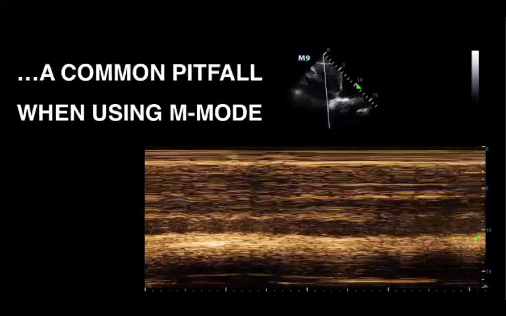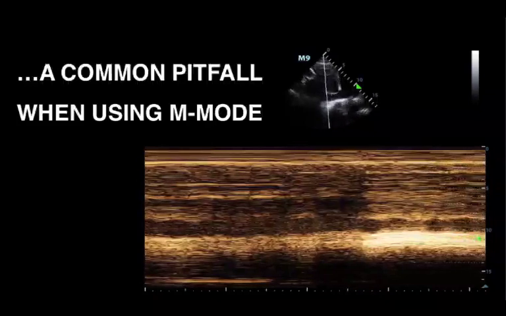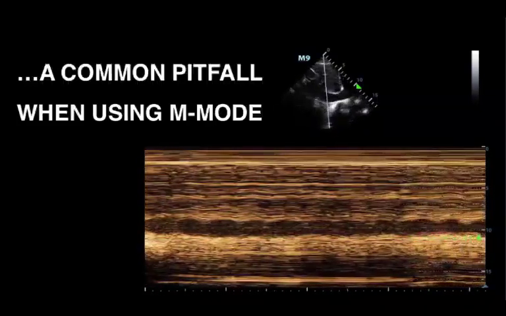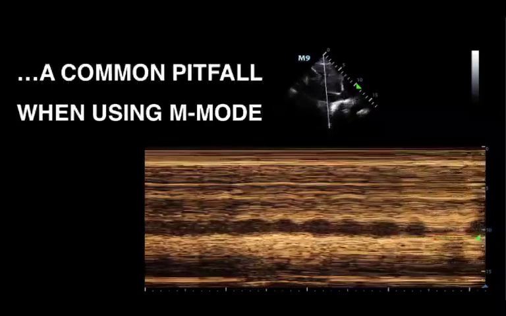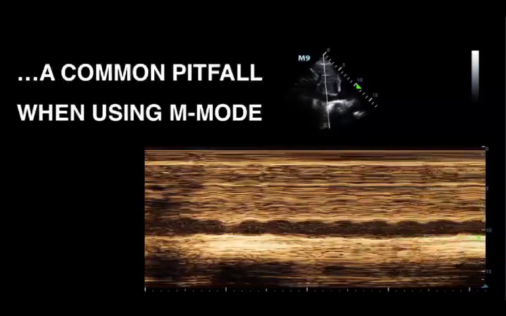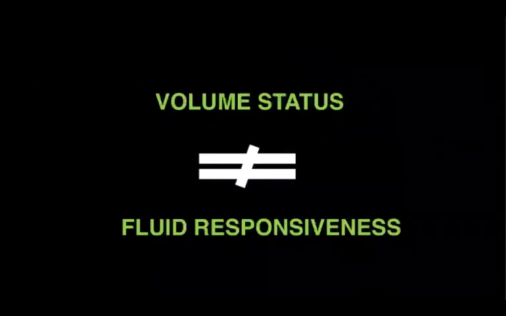As you can see there, the long axis view of the IVC is going in and out of plane, and therefore you're getting a false reading that might look at first glance like a responsive, collapsible IVC. I want to make very clear that assessment of the IVC tells us something about volume responsiveness, but not about volume status.